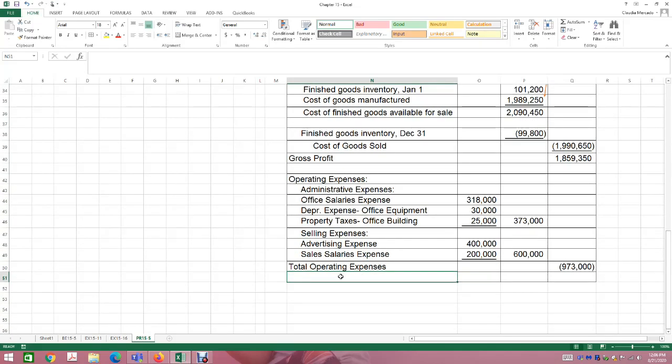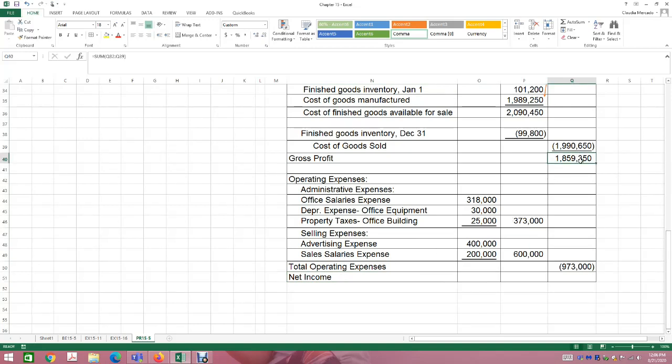So now we can calculate our net income. Okay? Remember your net income. If your revenue is greater than your expenses, you've got income. If your expenses are greater than your revenues, then you've got a loss. In this case, my revenue or my profit is greater than my expenses. So I'm going to go ahead and subtract.